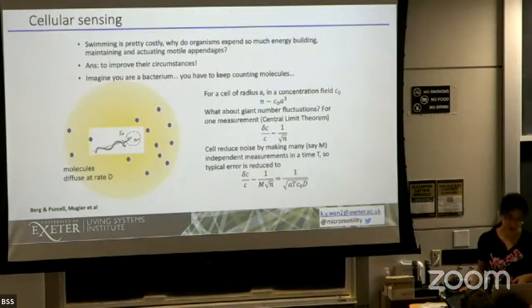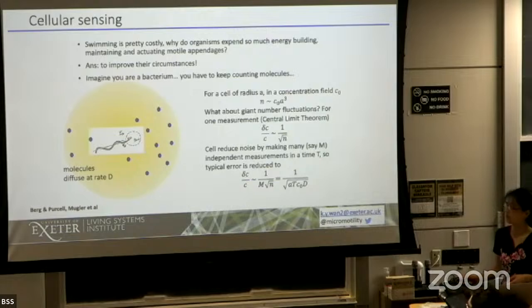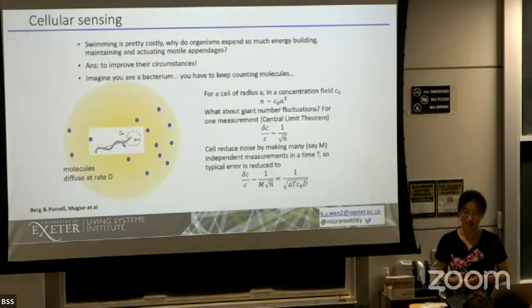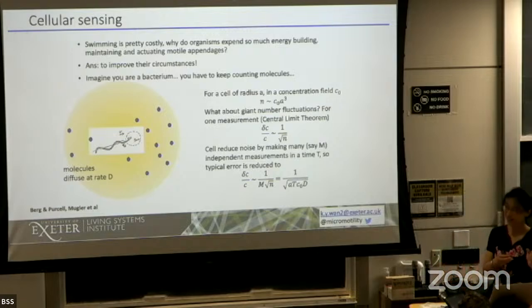This originates from classic work from Berg and Purcell, where the basic idea, in the context of chemosensing for the moment, is that you're just trying to sum up the number of molecules in the environment, which is directly proportional to the concentration of this chemical that you're trying to sense. So for this reason, you can construct a scaling argument. The number of molecules inside the volume of space occupied by the cell should scale as the concentration times the volume.